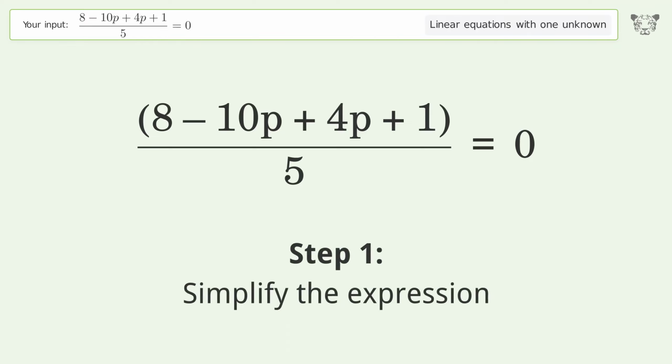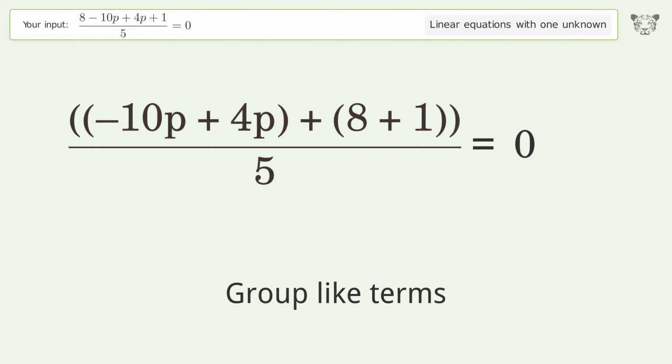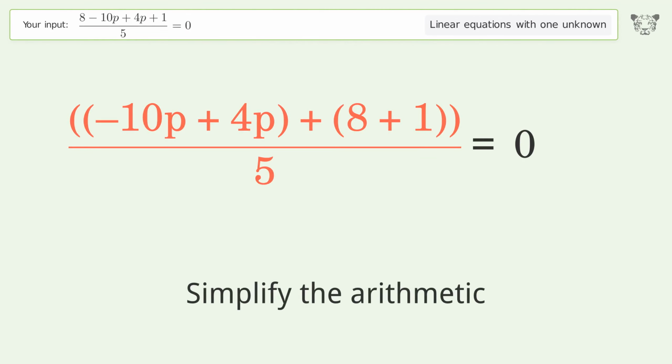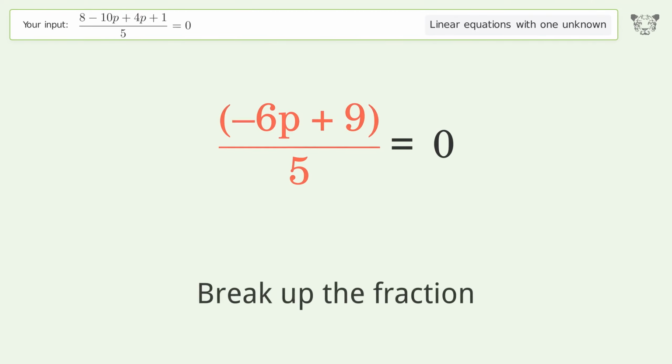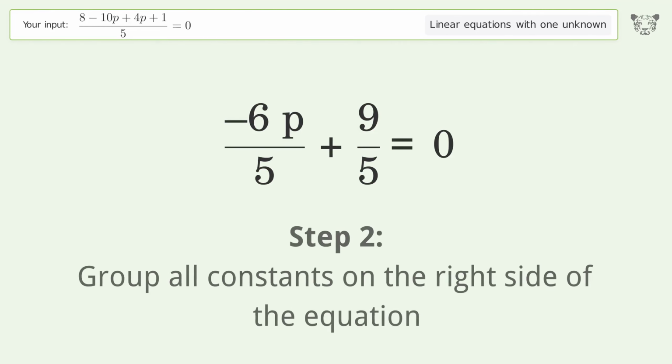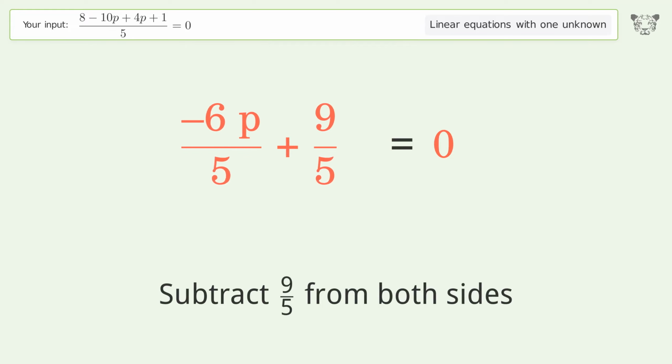Simplify the expression. Group like terms. Simplify the arithmetic. Break up the fraction. Group all constants on the right side of the equation. Subtract 9/5 from both sides.